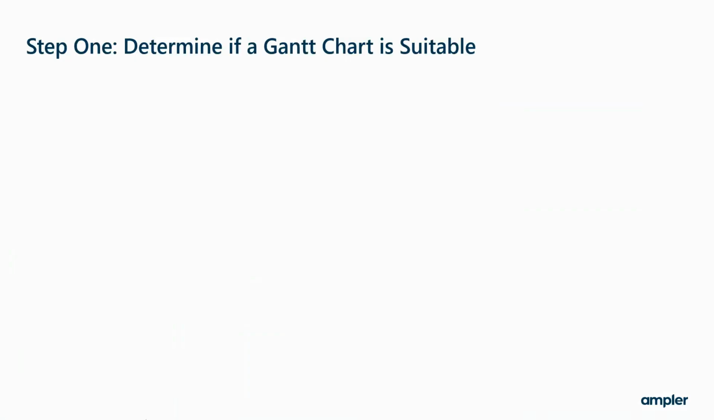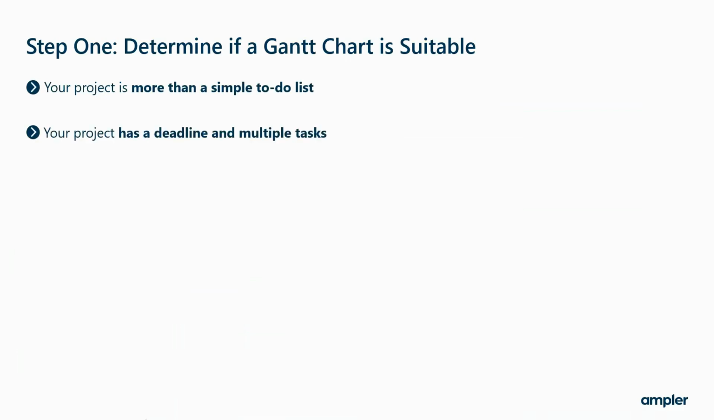Let's start creating a Gantt chart from the beginning. First step is to determine if a Gantt chart even is suitable. It has to have the following elements: be more than a simple to-do list, has a deadline and multiple tasks, multiple teams or individuals involved.